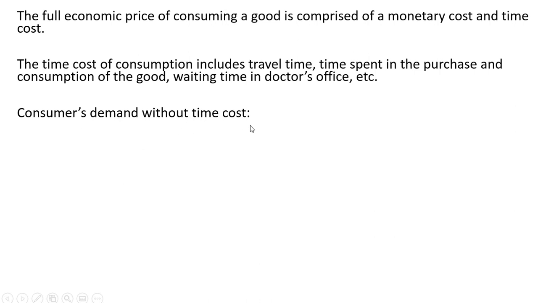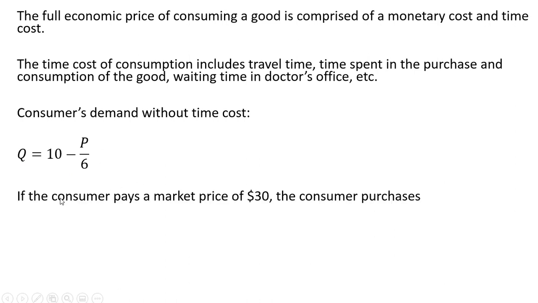The consumer's demand without time cost is given by the following. Q, the quantity demanded, equals 10 minus the market price divided by 6. If the consumer pays a market price of $30, the consumer purchases... So we're just going to plug the market price into this demand equation for P. And we're going to get 10 minus 5, or 5. So at a market price of $30, the consumer buys 5 units. Again, this is without time cost.